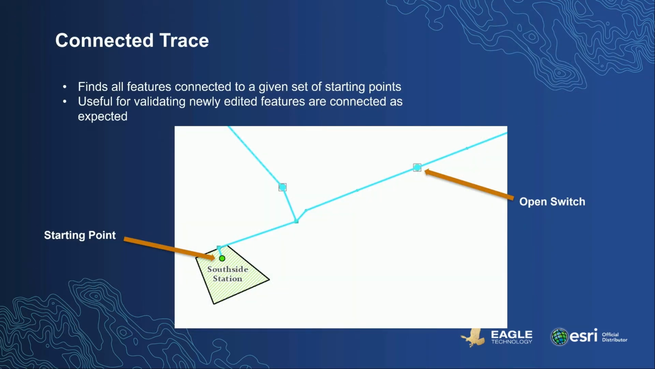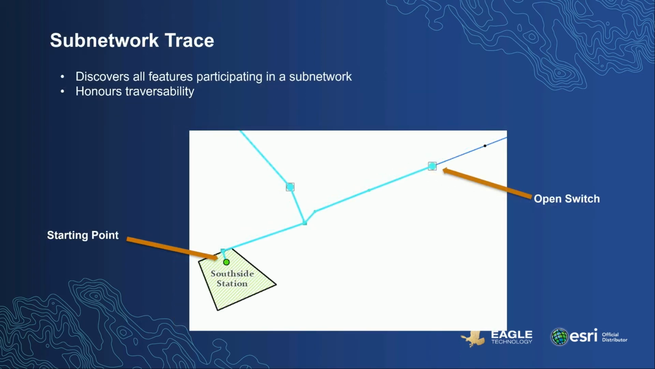A connected trace finds all features that are connected to a given set of starting points. It is useful for validating newly edited features that are connected and participating in the network. A subnetwork trace discovers features that are participating in a subnetwork. It will trace from the starting point until it finds a subnetwork controller, an end of path, or a feature that is not traversable, like the open switch in the diagram.